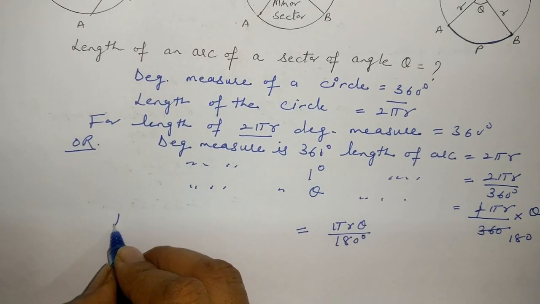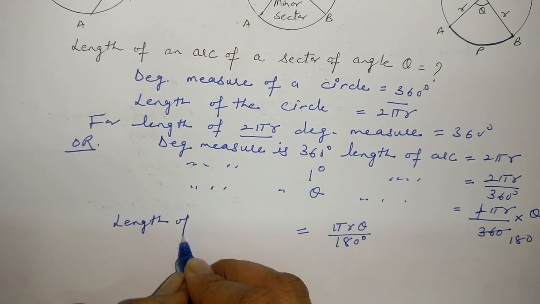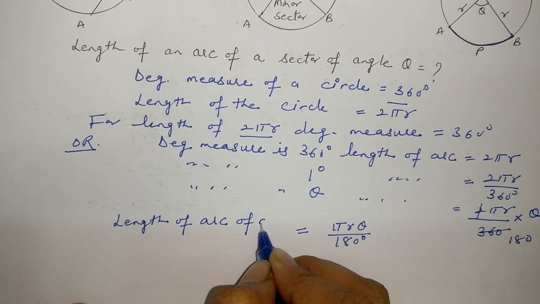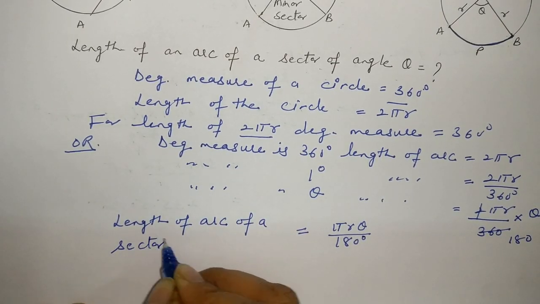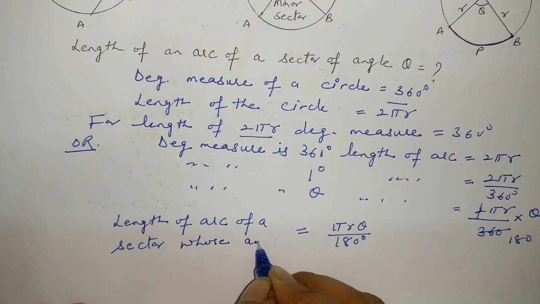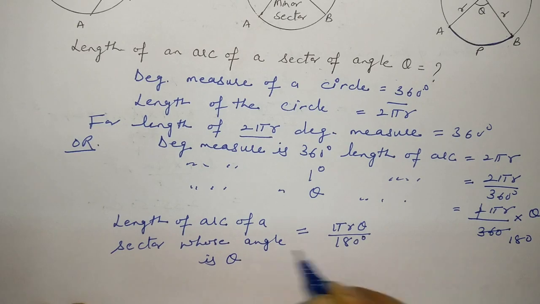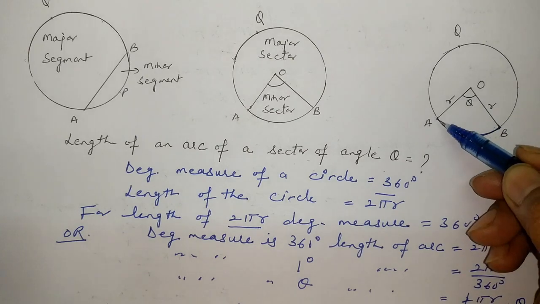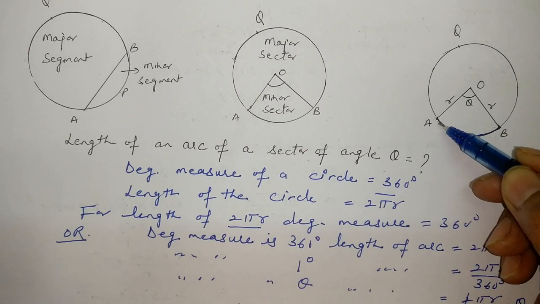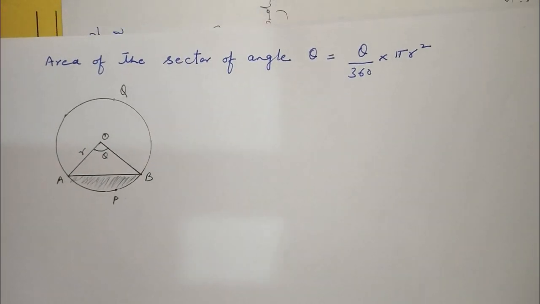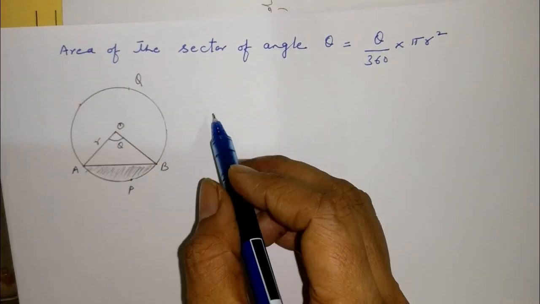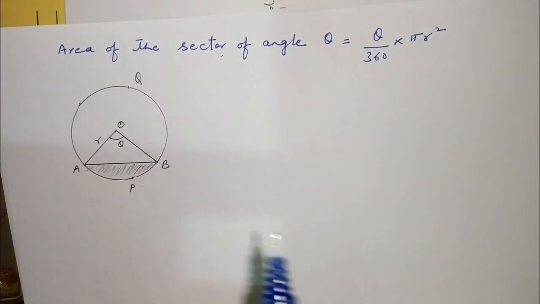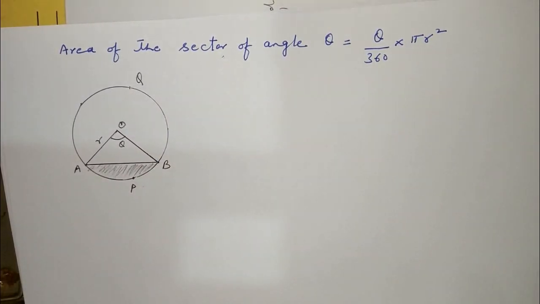So this is the length of arc of a sector whose angle is theta. This is the sector, and what we have calculated here is the length of this arc. After this, we'll come to the second topic, which is the area of the sector whose angle is theta. This is theta upon 360 into pi r square.